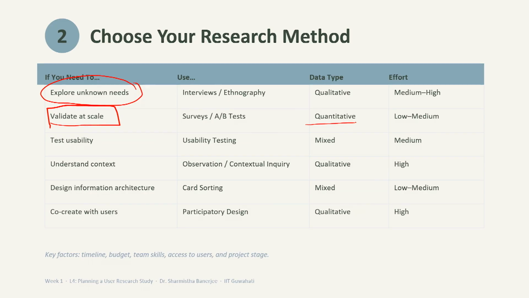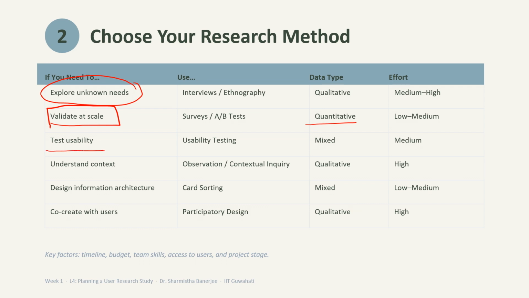Here I am trying to gather quantitative data, and I will have to recruit a lot of people, and since this kind of data collection happens more online and requires less time and effort from the researcher, I can say that this is a lower-medium effort task. However, a lot of effort goes into trying to identify the right kind of users to answer this question.